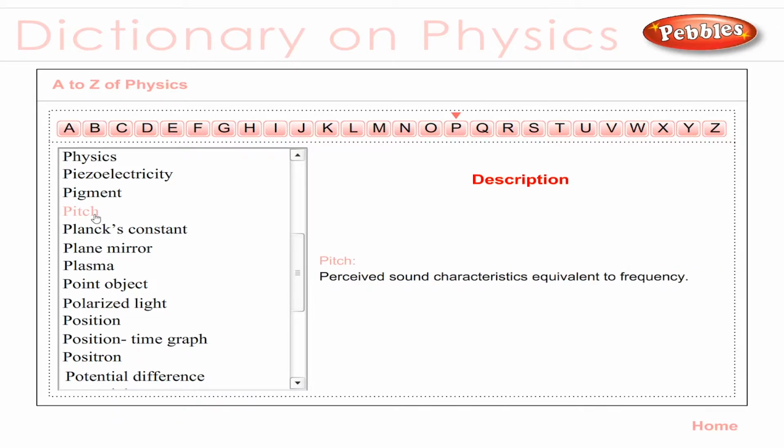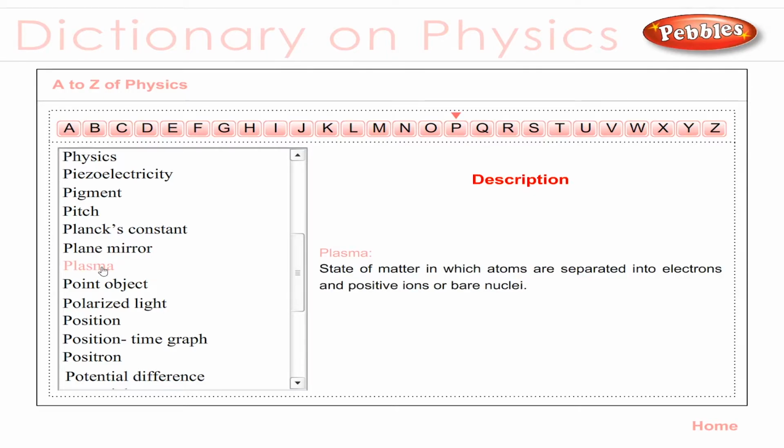Pitch. Perceived sound characteristic equivalent to frequency. Planck's constant. Ratio of energy of photon to its frequency. Plane mirror. Flat, smooth surface that reflects light regularly. Plasma. State of matter in which atoms are separated into electrons and positive ions or bare nuclei.